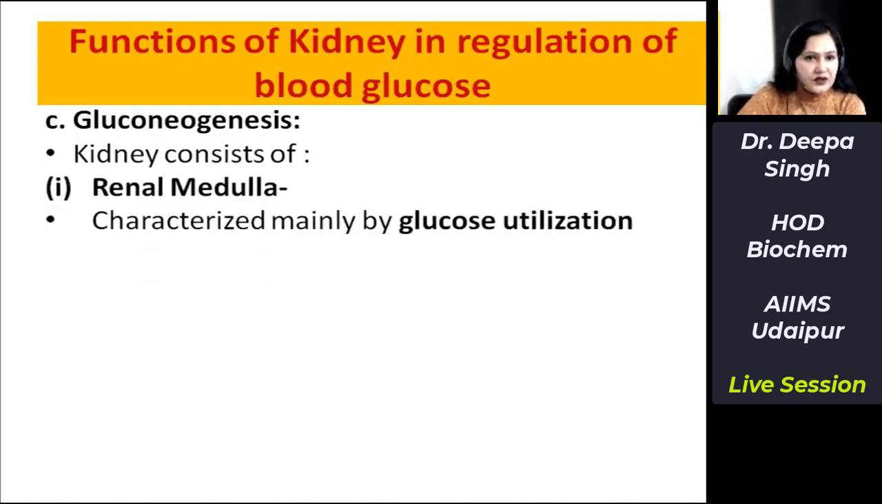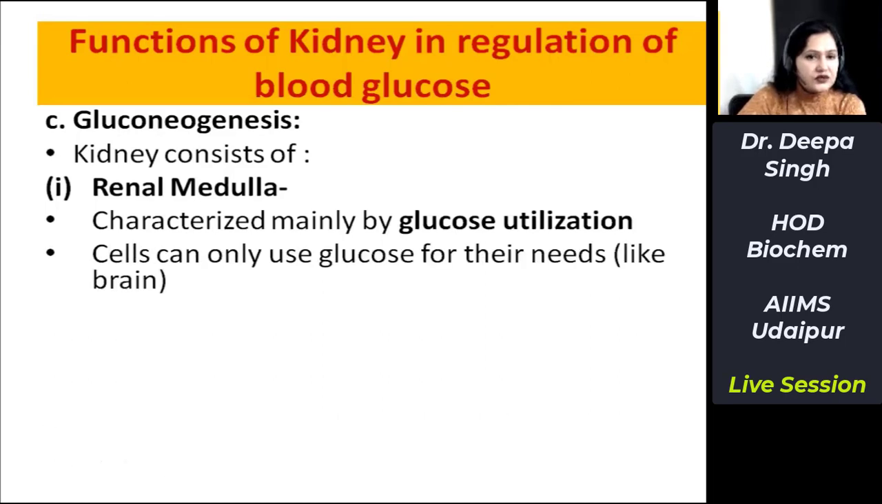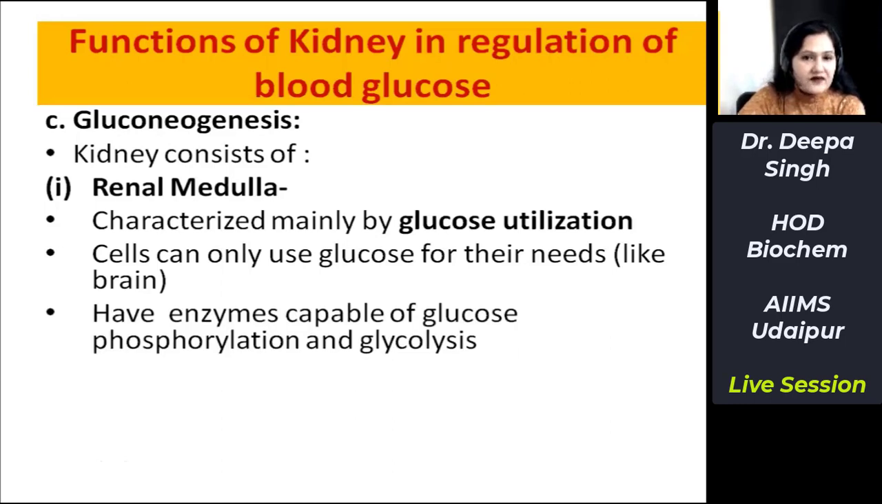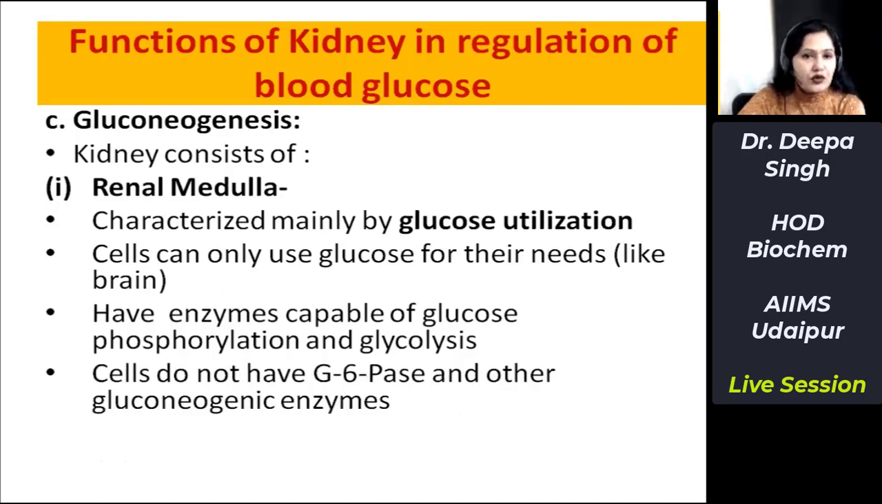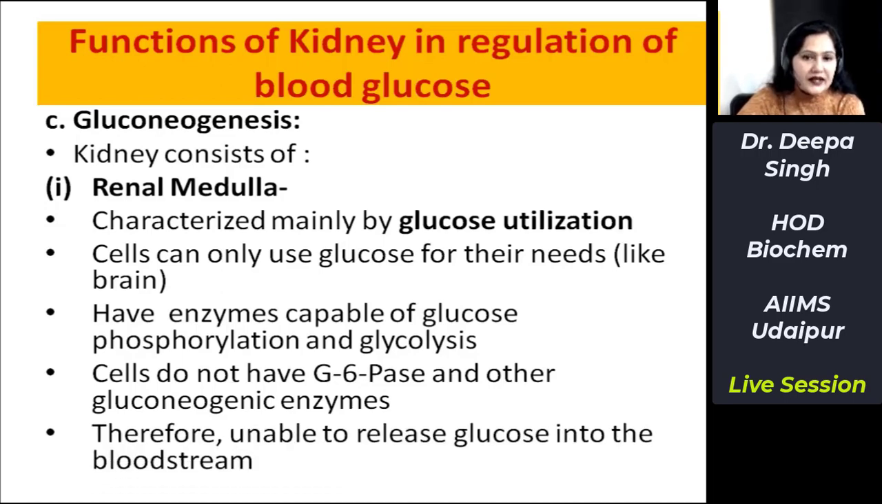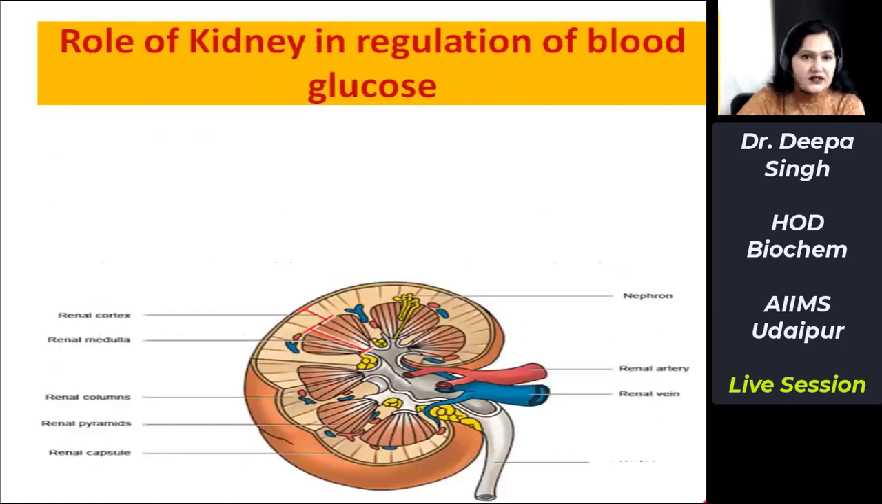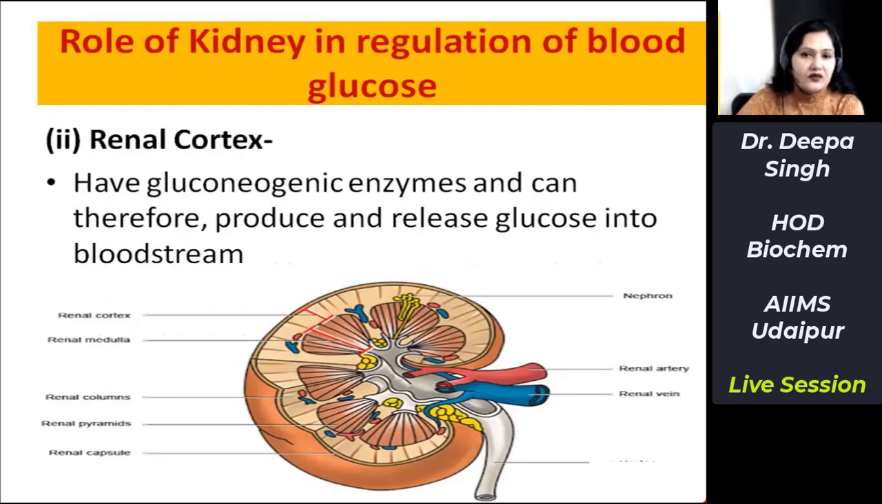Kidney consists of renal medulla, characterized mainly by glucose utilization. Cells can only use glucose for their needs, like brain, and have enzymes capable of glucose phosphorylation and glycolysis. Cells do not have glucose 6-phosphatase and other gluconeogenic enzymes, therefore unable to release glucose into the bloodstream. The other part, that is renal cortex, consists of gluconeogenic enzymes, hence capable of producing and releasing glucose into the bloodstream. So this is how kidney is involved in the mechanism of gluconeogenesis.